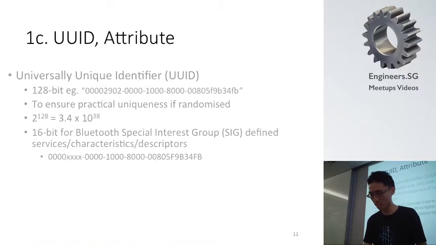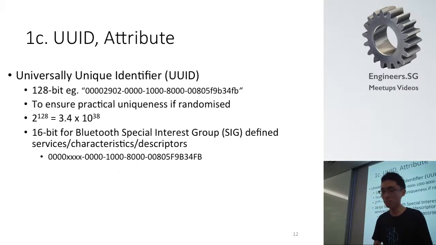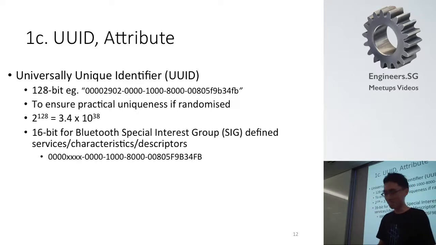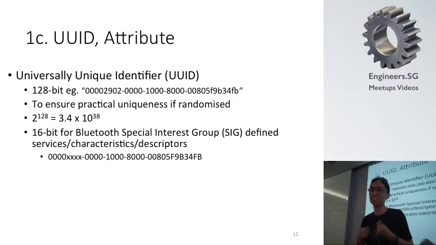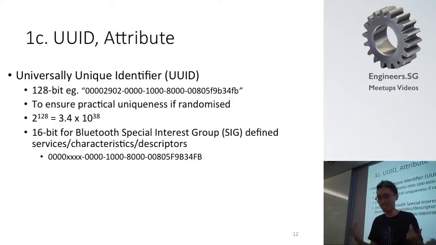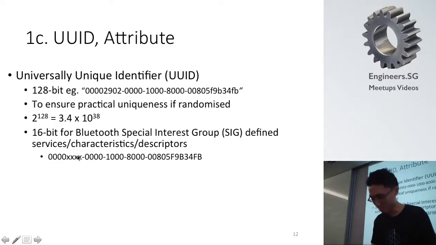So, concepts. First thing, UUID stands for Universally Unique Identifier. This is actually a 128-bit value. The reason it's so long is that if you randomize it, you can still achieve practical uniqueness. A special case is 16-bit: the Bluetooth Special Interest Group has reserved some 16-bit values, which I will talk about later. For 16-bit values, there actually is a 128-bit value behind it. What you do is inject the 16-bit value inside here to get the full 128-bit value.